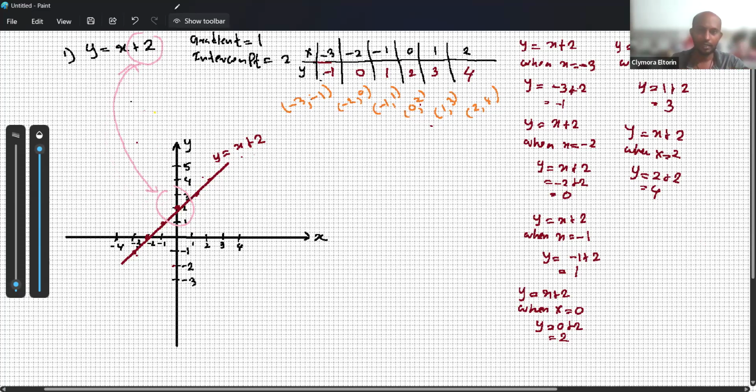It's very easy. That means if you know that y equals 3x plus 4, what is it here? The graph should go through plus 4. Plus 4, correct? Okay, let's see.